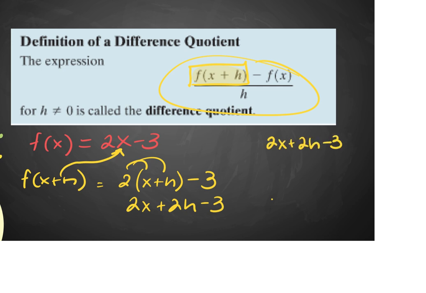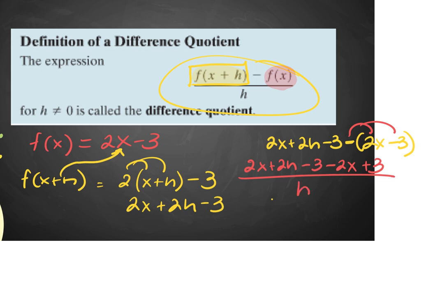The second thing I'm going to do is subtract from it f of x. Well, what's f of x this time? 2x minus 3. So I'm going to do minus, in parentheses, 2x minus 3. Then I'm going to distribute the sign. So I get 2x plus 2h minus 3 minus 2x plus 3. It's going to change the signs of everything that comes after it. And then all of this goes over h. h is a constant. It's going to stay there. You'll see in a second, we'll cancel it out, but it's going to stay there for now.